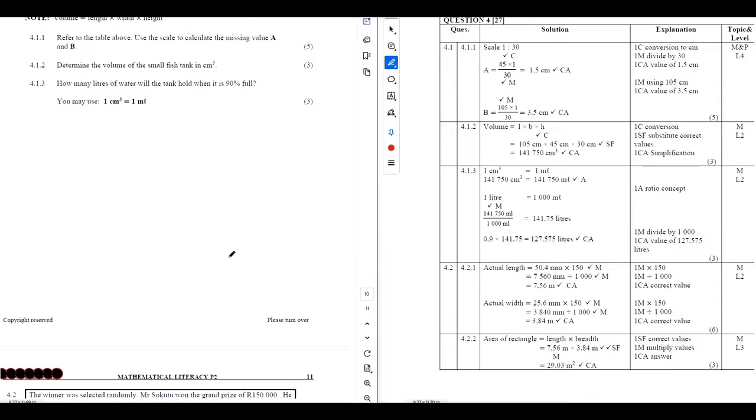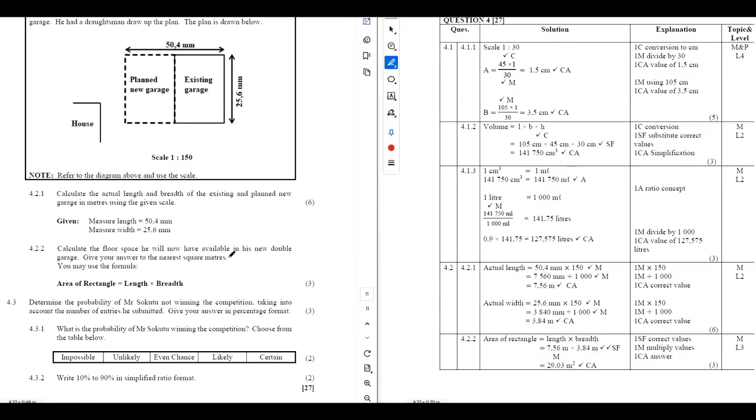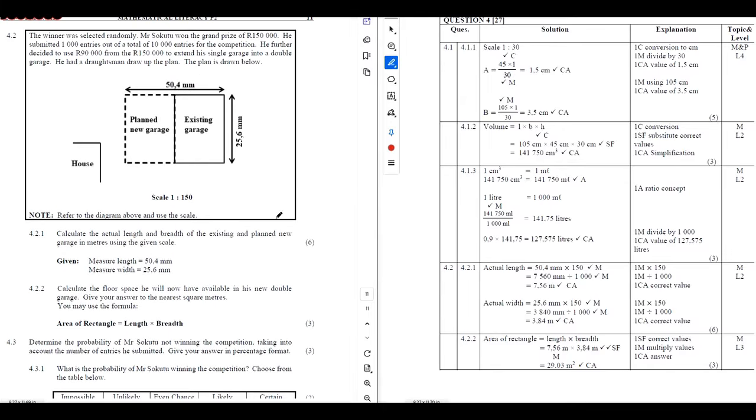Okay, and then next, we move to question 4.2. So again, we use what we are given. Question 4.2 says that the winner was selected randomly, and Mr. Sokoto won the grand prize of 150,000. He submitted 1,000 entries out of the total of 10,000 entries for the competition. He further decided to use 90,000 from the 150,000 to extend his single garage into a double garage.